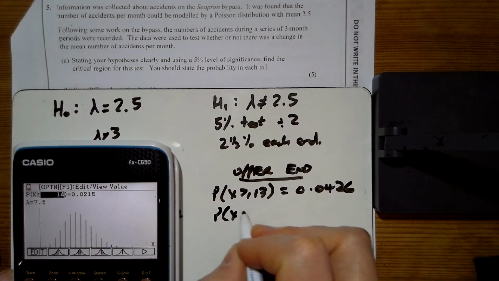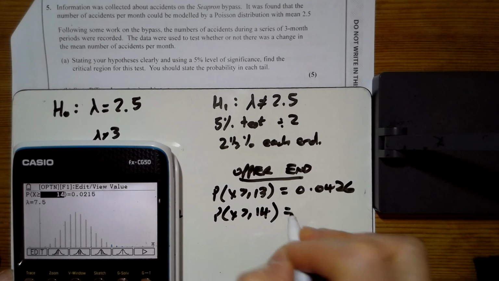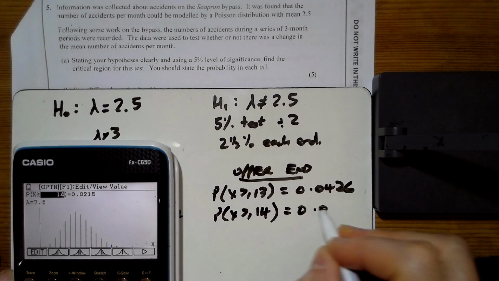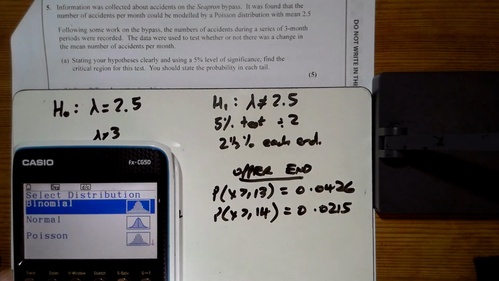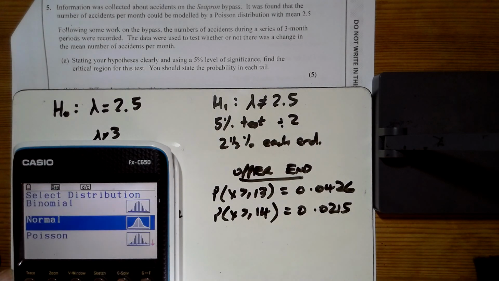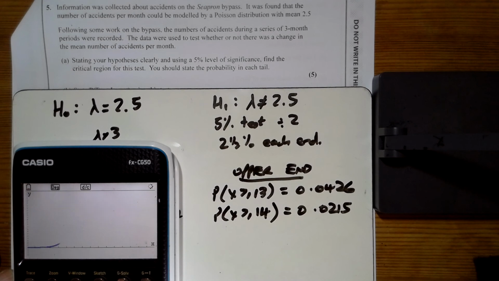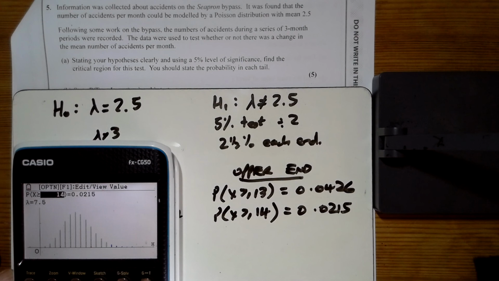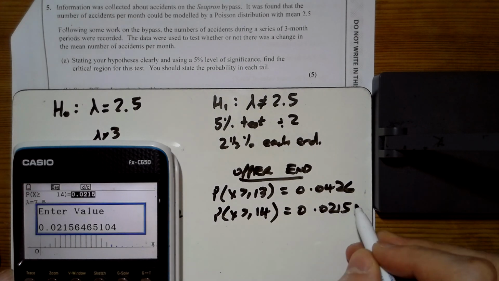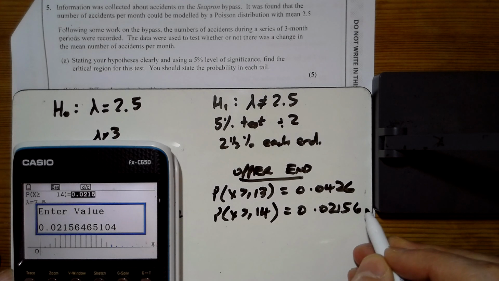The probability that X is greater or equal to 14 is 0.0215. It's the wrong one. Oh, sorry. I just went to push that. Oh, it's all gone horribly wrong now. What am I doing? There I am. All of that just so I could see this value there. 0.02156646.